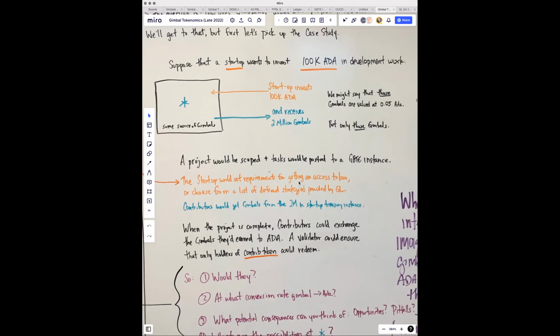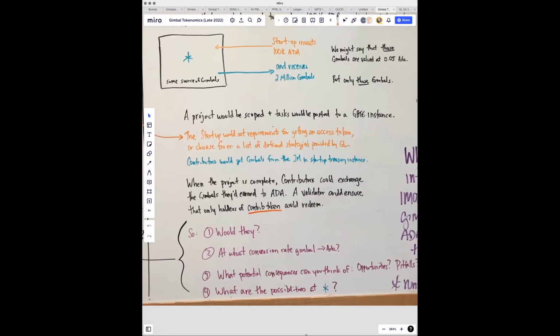Contributors earn gimbals from that pool of 2 million. And when the project is complete, contributors can simply exchange the gimbals they earned back to ADA at this rate. And maybe all of this ADA goes directly to contributors. But maybe some contributors decide not to exchange all of their gimbals. Maybe they say, you know what, I'm going to keep some of the gimbals, and I'm going to let that ADA go back into the full treasury.